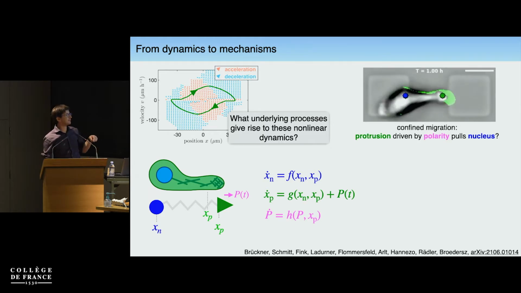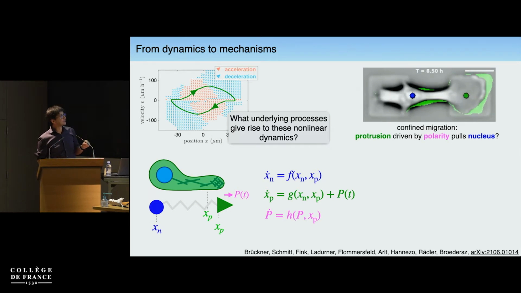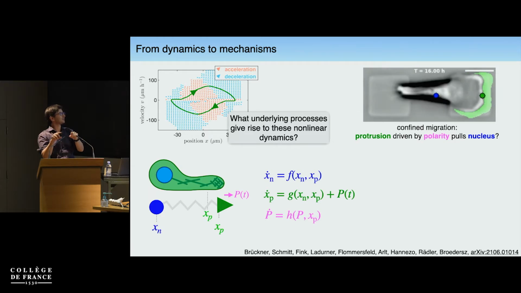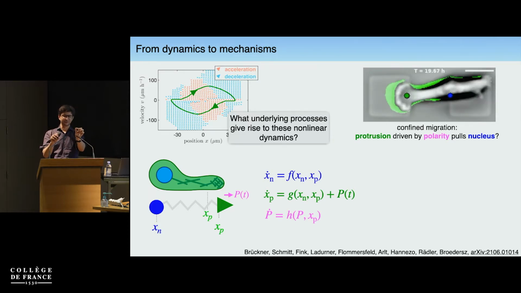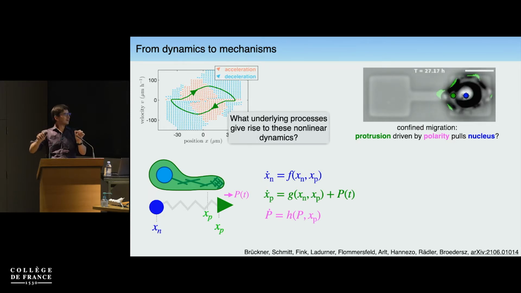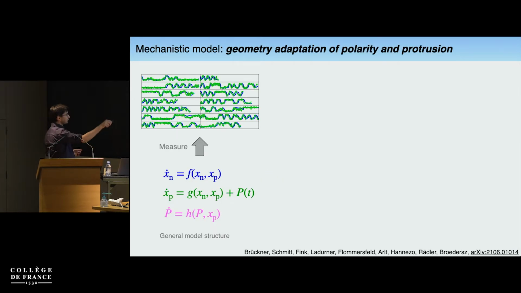To do this, we went back to the data, but now looked at it in a bit more detail. So we trained a convolutional neural network to segment the cells in an automated fashion and to also give us not just the center of the nucleus over time, but also something like the center of mass of the protrusion. This gives us an additional piece of information that could allow us to constrain a model of this type. So now we have pairs of trajectories of both the protrusion coordinate and the nucleus. So the philosophy is we can start by assuming a very general model structure and then use the data to fill in all the details.